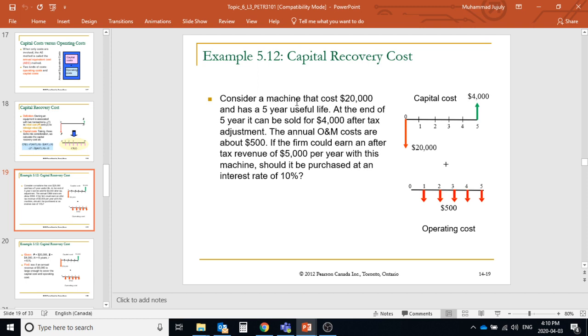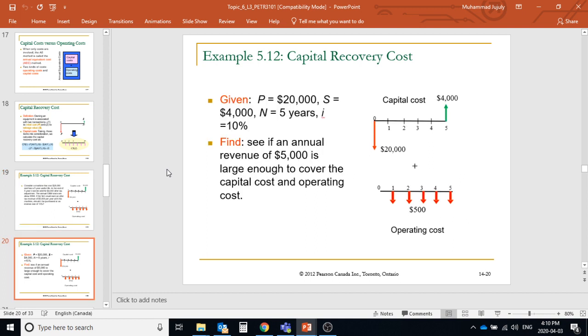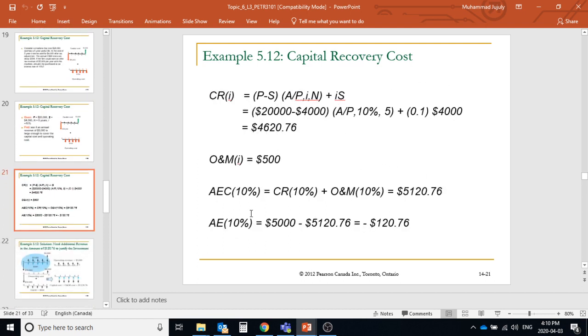Now we have two different costs. One is capital, another is operating. The capital cost is $20,000, but we have a salvage value, which is a gain, $4,000. And operating cost is $500 each year. So how can we balance it? We can get the equivalent worth. That's how we can make the strategy. So the capital recovery would be $4,620. How?